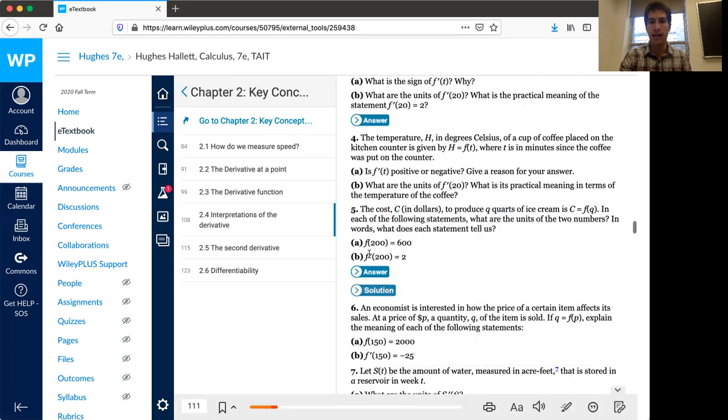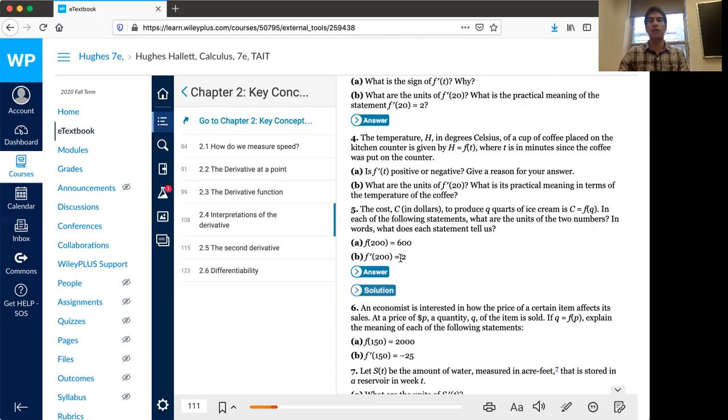And what is this telling us? F prime of 200 equals 2. So it tells us that when I'm producing 200 quarts of ice cream, the change in dollars per quart at that time is $2 per quart. So how you can interpret that is like, to produce the 201st quart of ice cream, it's going to cost me $2 additional dollars, right?